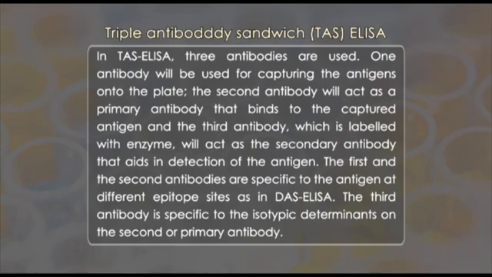The first and the second antibodies are specific to the antigen at different epitope sites, as in double antibody sandwich ELISA. The third antibody is specific to the isotypic determinants on the second or primary antibody.